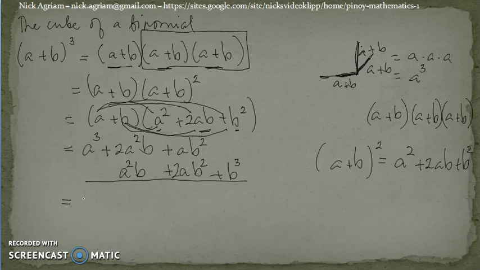Simplify, then we have the cube of a, plus 3 multiplied by the square of a, multiplied by b, plus 3a multiplied by the square of b, and then the cube of b. That's the pattern.